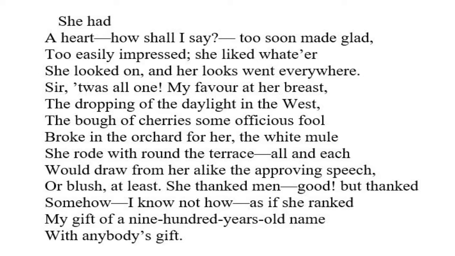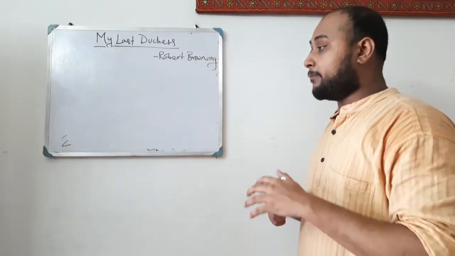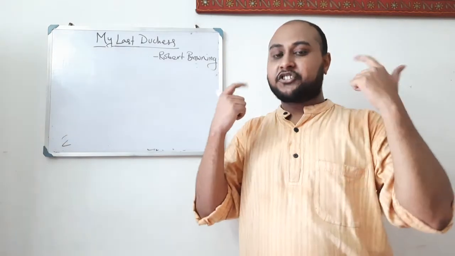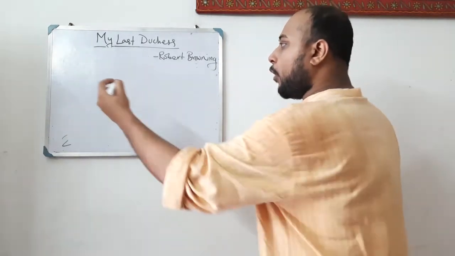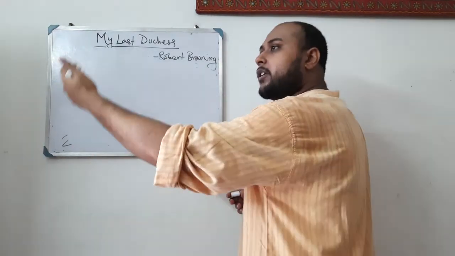And her looks went everywhere. That is a long way of saying that she liked everything. He is actually addressing the guest: sir, it was all one. Sir, everything was the same to her. What are the things that were the same to her? My favor at her breast. So the number of things that bring happiness in her face, in her heart, number one is my favor at her breast.